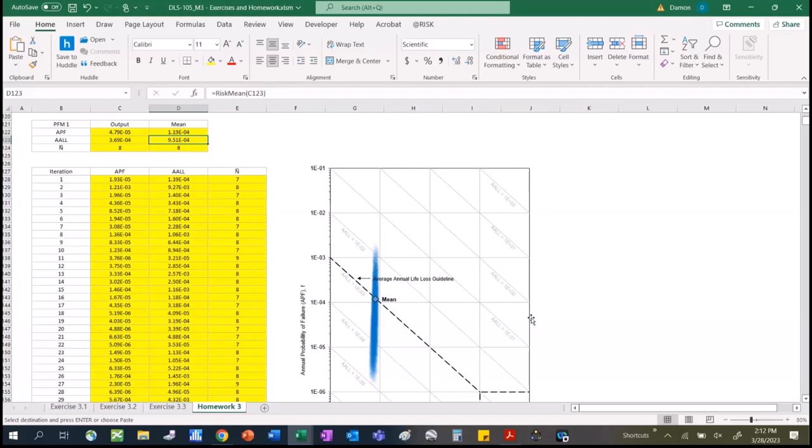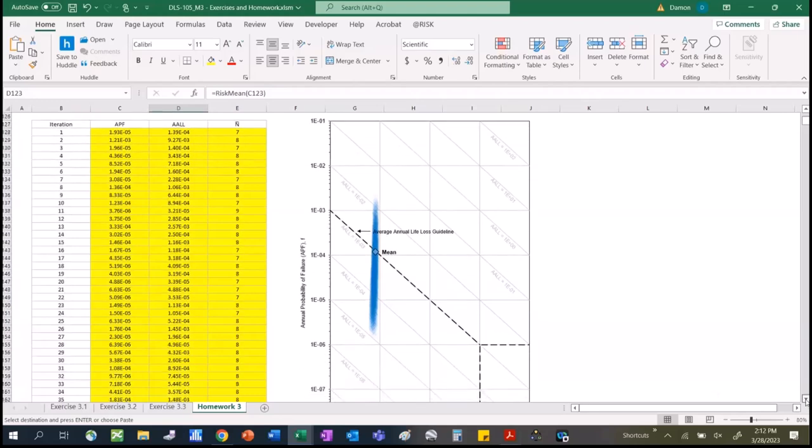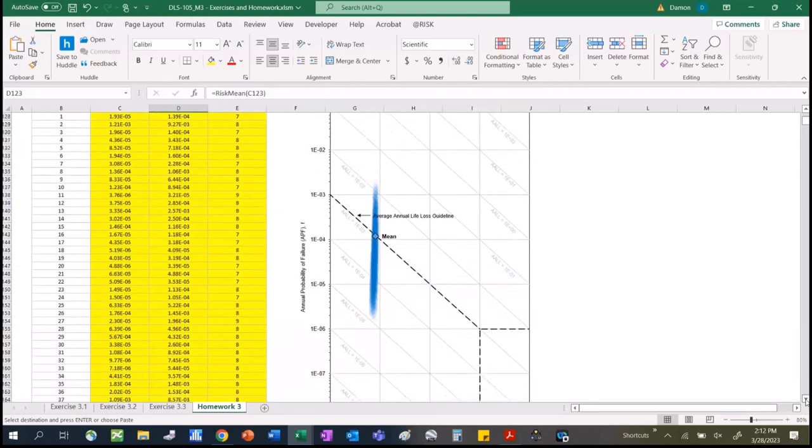To me, the uncertainty data is most helpful for cases that aren't exactly borderline. So if I've got a mean estimate that's over in here somewhere, and let's say the vast majority of my uncertainty scatter plots above the average annual life loss guideline, I can be pretty confident that we're going to exceed that guideline, even if I did additional work or investigation to try to reduce that uncertainty.